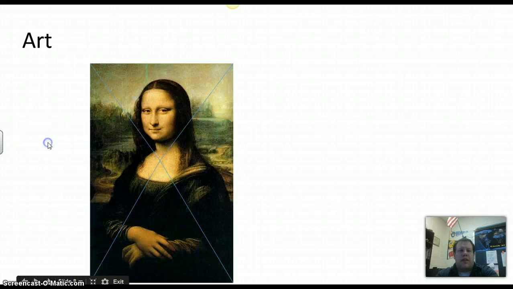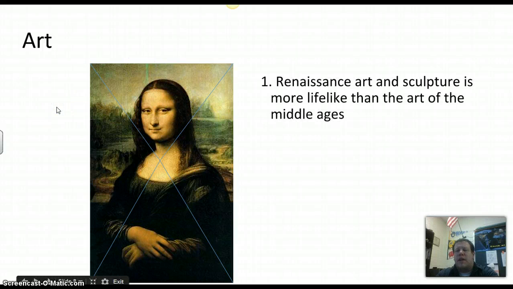The way the art looked back then, this is one of the big parts you want for your notes here. I have the Mona Lisa up here, our famous painting by Da Vinci. Renaissance art and sculpture is more lifelike than the Middle Ages. First off, look at the lifelike quality. You can tell the features of the face. You can tell the emotion here on the face. All these ideas are more lifelike in terms of how the paintings actually look.